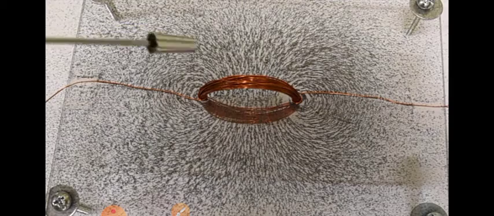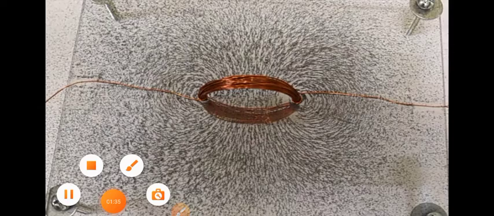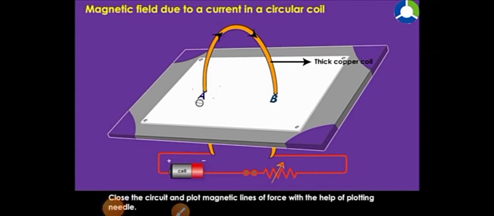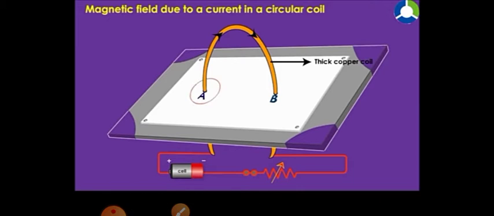When current starts flowing through the circuit, in this coil itself, you have to tap on the board, a white board on which your iron pieces are there. You can observe here circular rings are formed around this coil. These circular lines, we can say, are magnetic lines of force. So while performing the experiment, you have to draw these lines. That means close the circuit, plot magnetic lines of force.